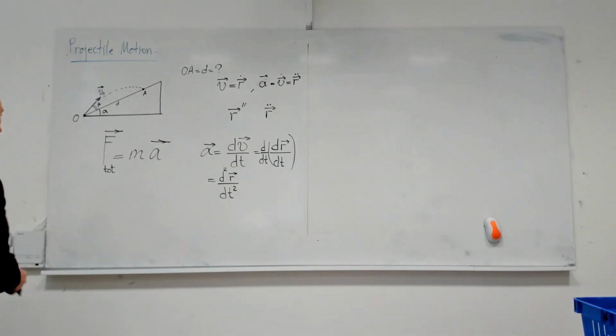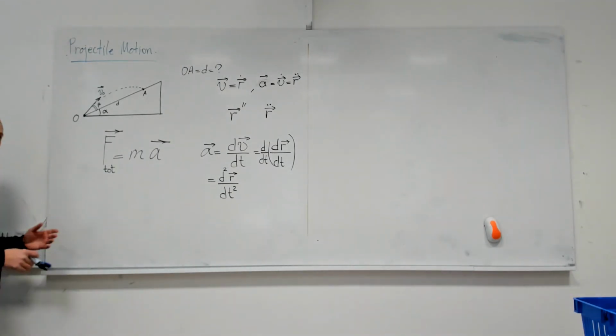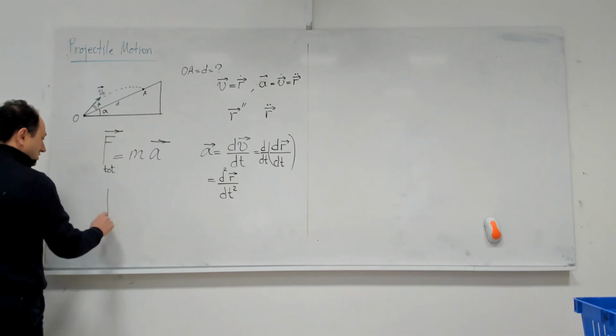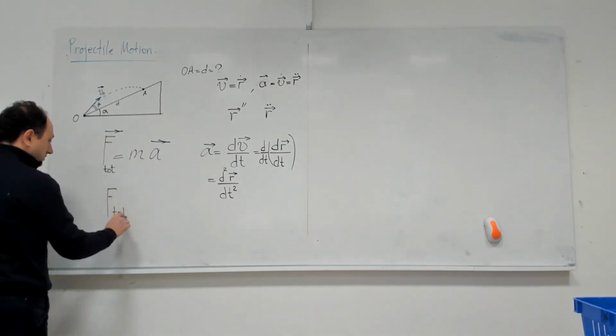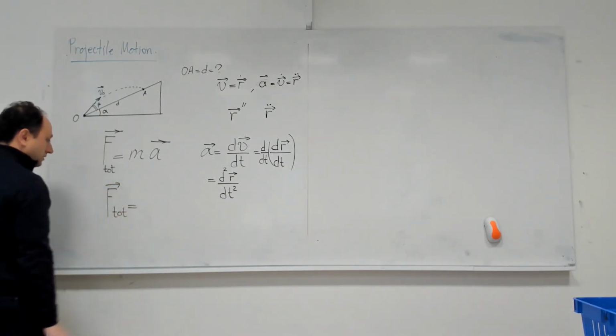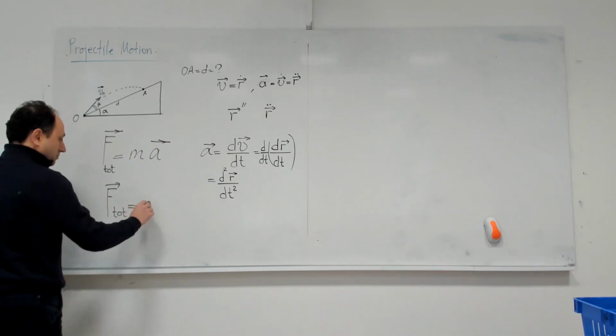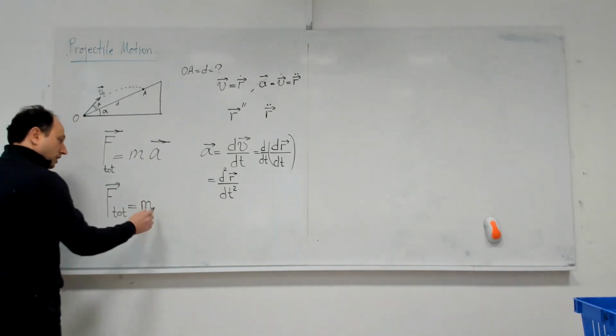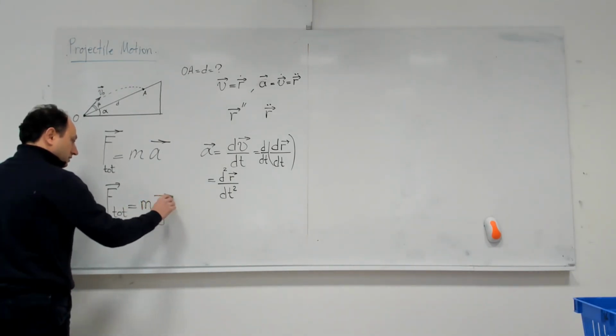And the force of gravity close to the Earth can be approximated with this one, yes? So the total force here is what? The force of gravity, which is the mass, yes, but multiplied by the vector g, yes?